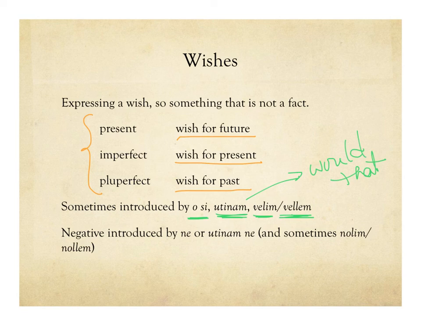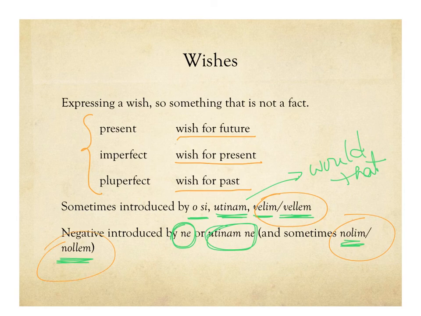It just shows us that what we have is a wish. Negatives are introduced by ne or utinam ne, and occasionally by nolim and nolem, just like we have velim and nolim, right, for a negative. These are, I would say, much less common. You're most likely to see utinam, o si, or in the negative ne, or utinam ne, or nothing at all for the positives. But let's look at some examples.